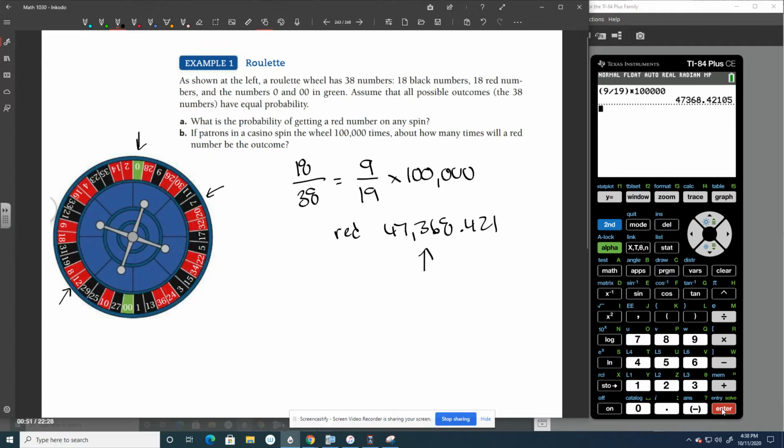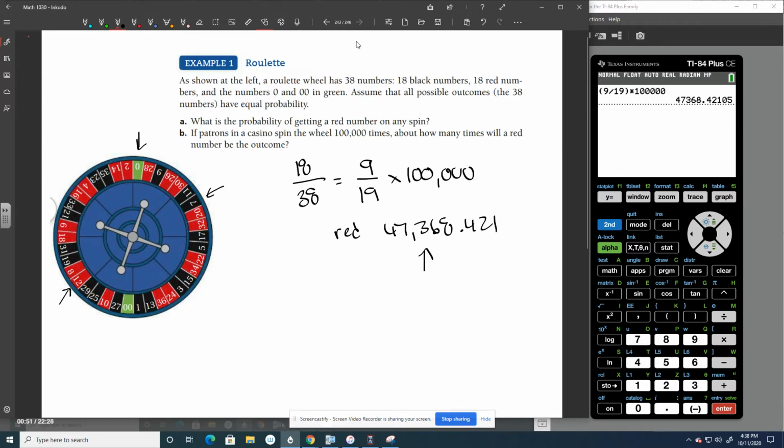This is kind of what we're talking about, right? So that's how many times you would expect to get red. That's our expectation, especially if you do it 100,000 times, you're going to get really, really close to that actual probability. Even if your first 50 spins are black, by the time you do this 100,000 times, you would expect to be close to that number of reds.